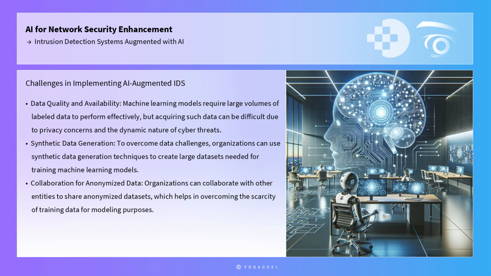Despite these advancements, challenges remain in implementing AI-augmented IDS. One significant issue is the quality and availability of training data. Machine learning models require large volumes of labeled data to perform effectively, but acquiring such data can be difficult due to privacy concerns and the dynamic nature of cyber threats. To overcome this, organizations can use synthetic data generation techniques or collaborate with other entities to share anonymized datasets for model training.